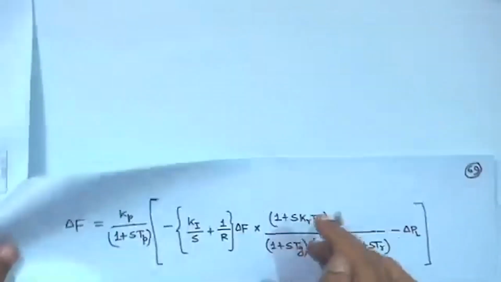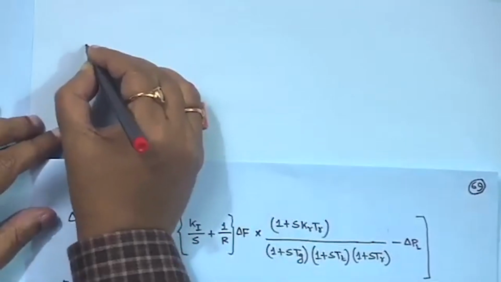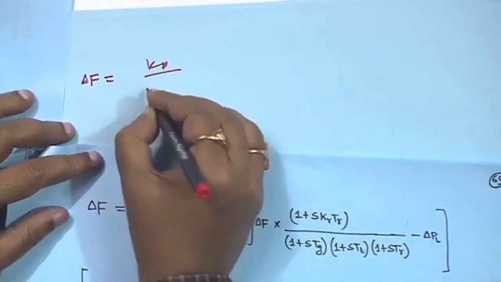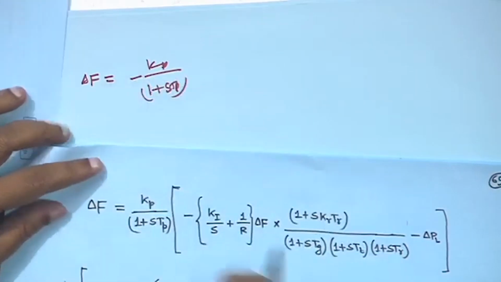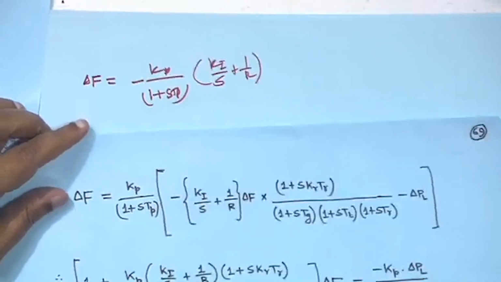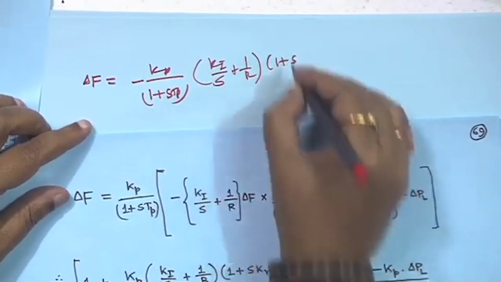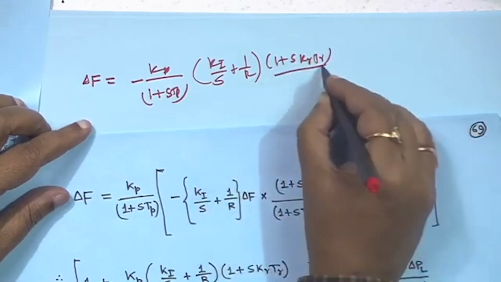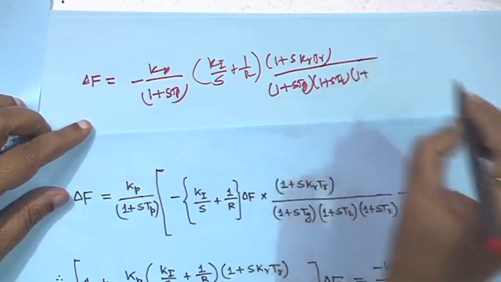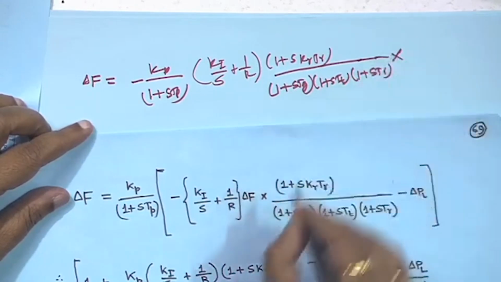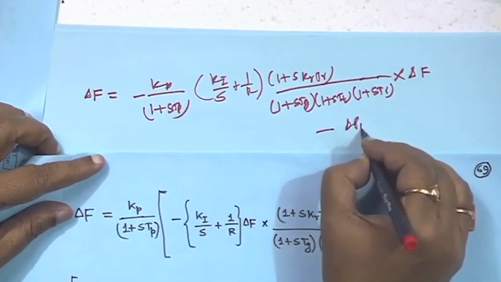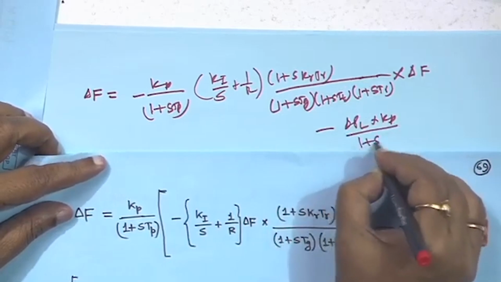Look at this term. In this case, what you can do is, delta F, you multiply all these things, it will become K P upon 1 plus S T P, with a minus sign because of this, into K I upon S plus 1 upon R, into 1 plus S K R T R divided by all the terms 1 plus S T G, 1 plus S T T, 1 plus S T R, into delta F, then minus delta P L into K P divided by 1 plus S T P.